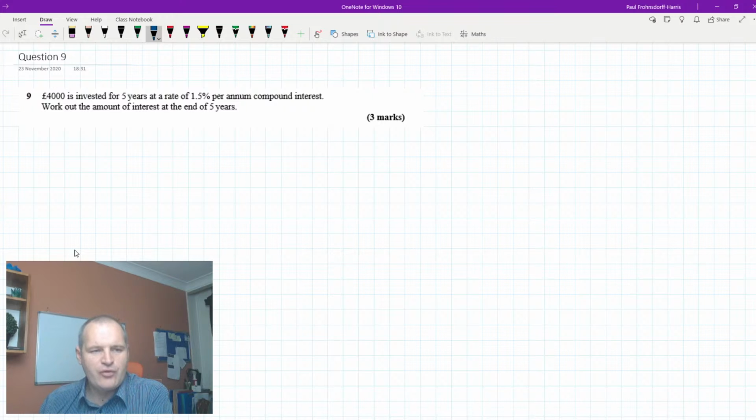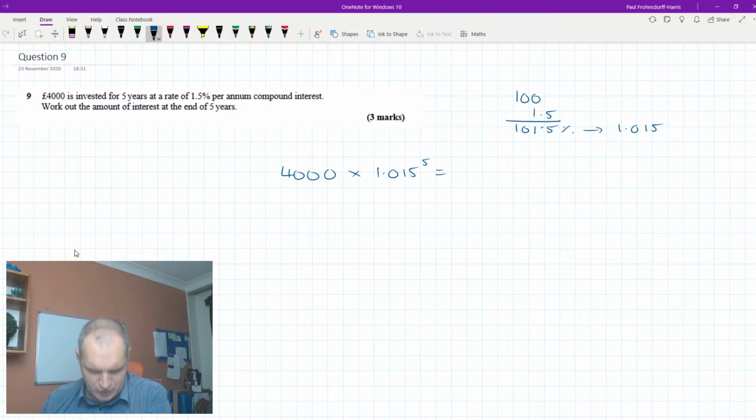So the next bit. £4,000 is invested for 5 years. So we've got the amount times... now, we want to do compound interest. So it's 100% plus 1.5%, which gives me 101.5%, or 1.015. So this is going to be 1.015 to the power of 5, and then you immediately do that calculation and you get 4309.14, rounded to the nearest pence. I know there are more decimals, but I'm going to round it, making sure it's the nearest number of pence.